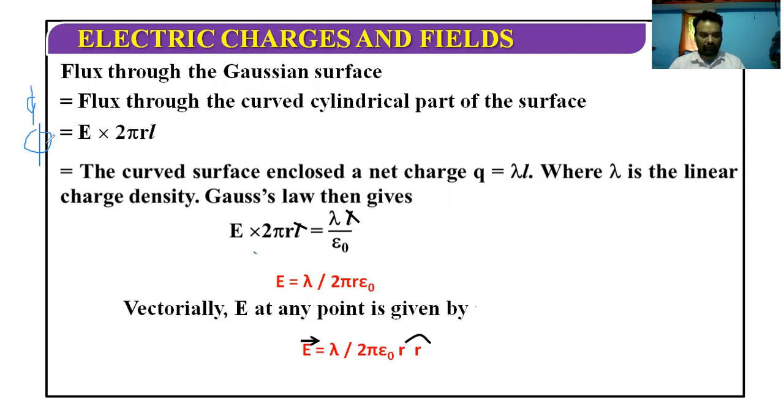And we also know that flux phi can be written as the total charge enclosed upon epsilon naught. We can write the flux like this. So now place the value 2 pi RL at this place of phi. So we will get E times 2 pi RL is equal to the charge enclosed over epsilon naught.